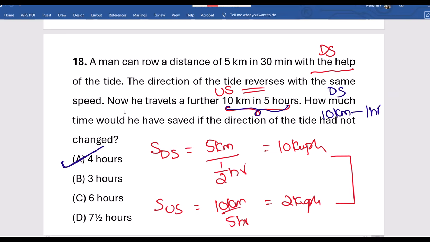Whether downstream or upstream, the speed of the boat is the same. Plus or minus SS will be the problem. You may ask me, sir, they use the term same speed. Yes, the speed of the man is the same. Whether the man goes this way or that way, SM is the same. Plus SS or minus SS is what matters. SM is the same speed only.